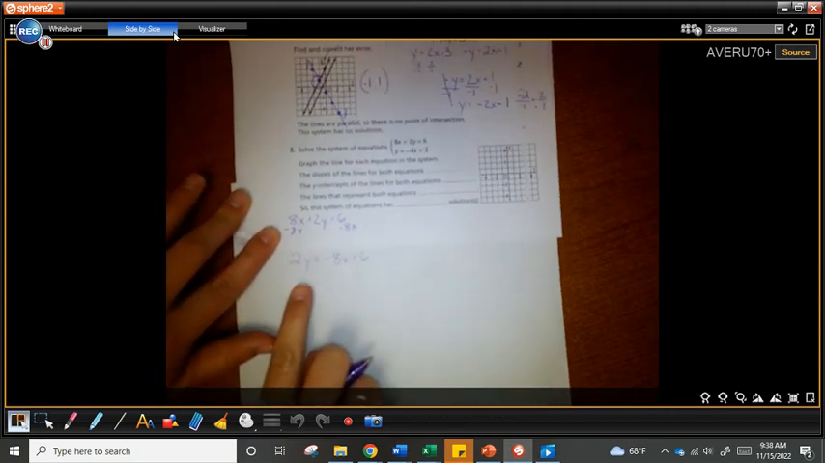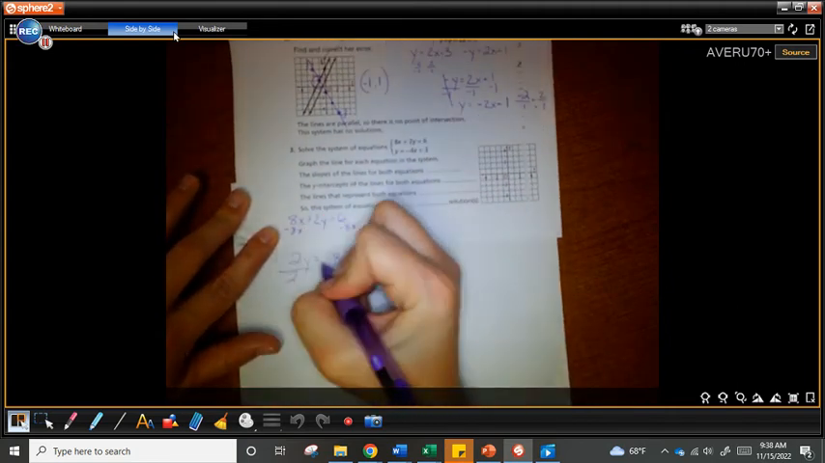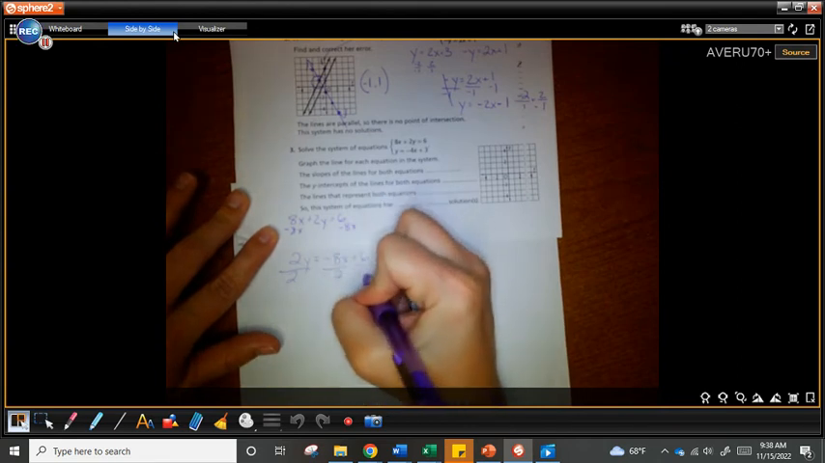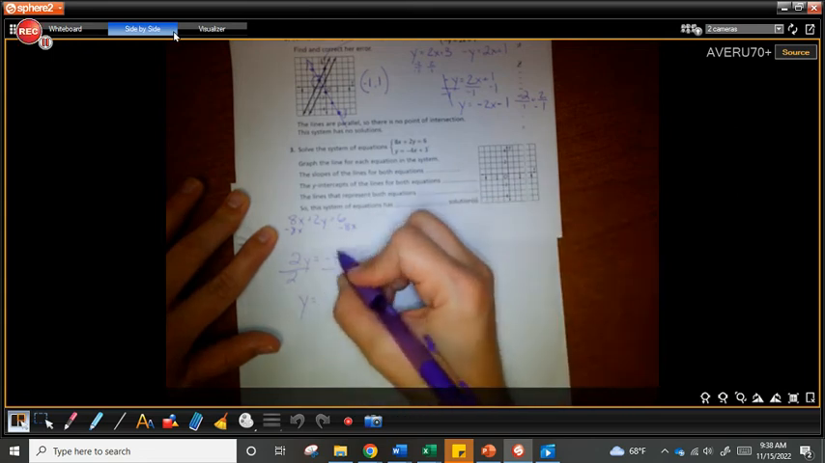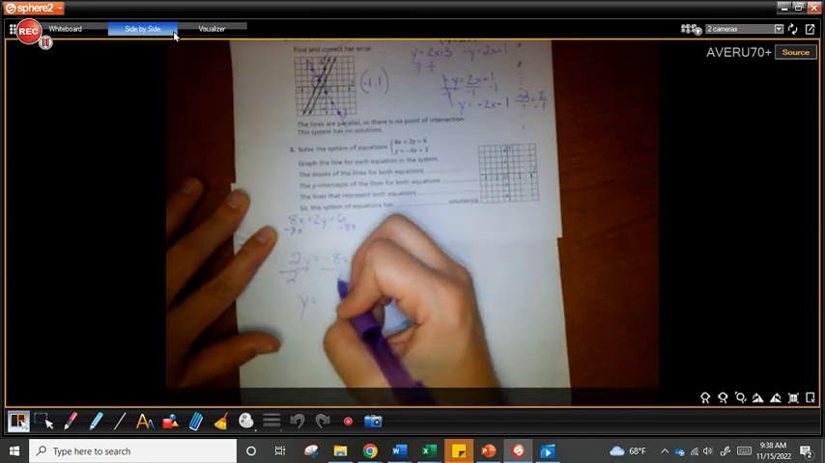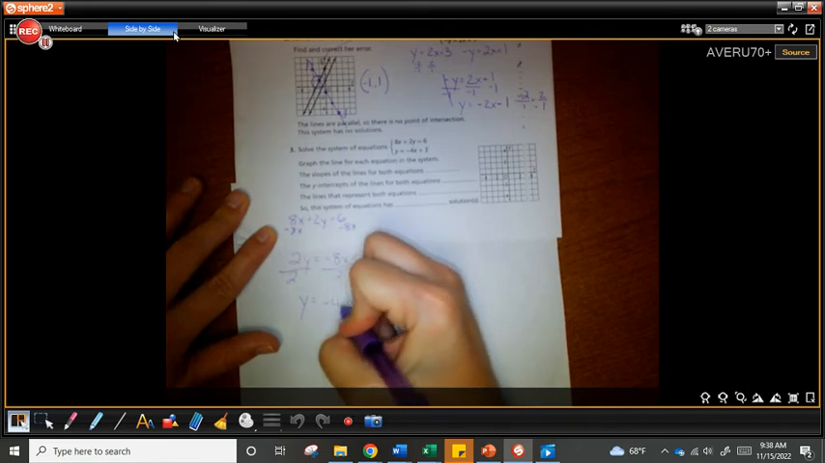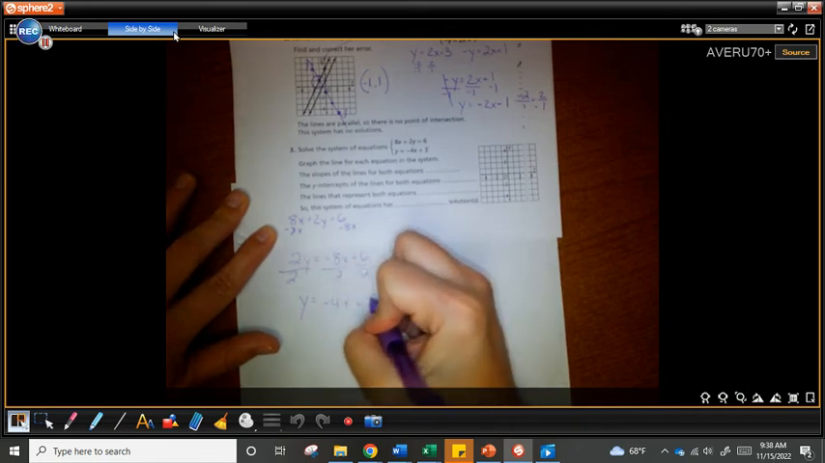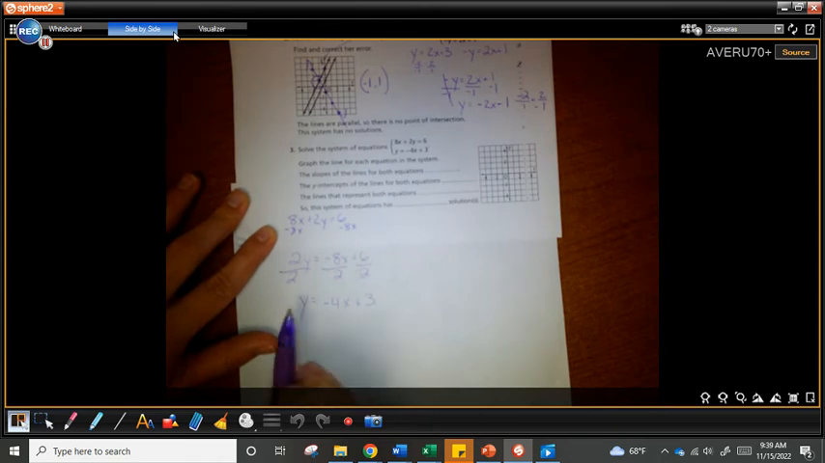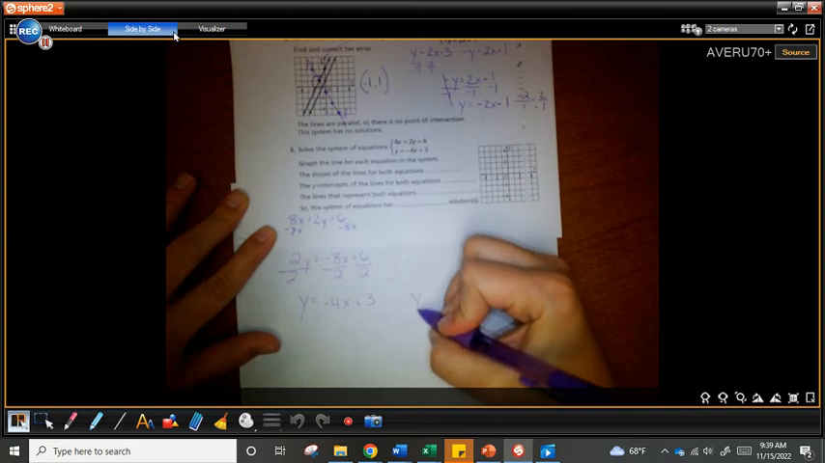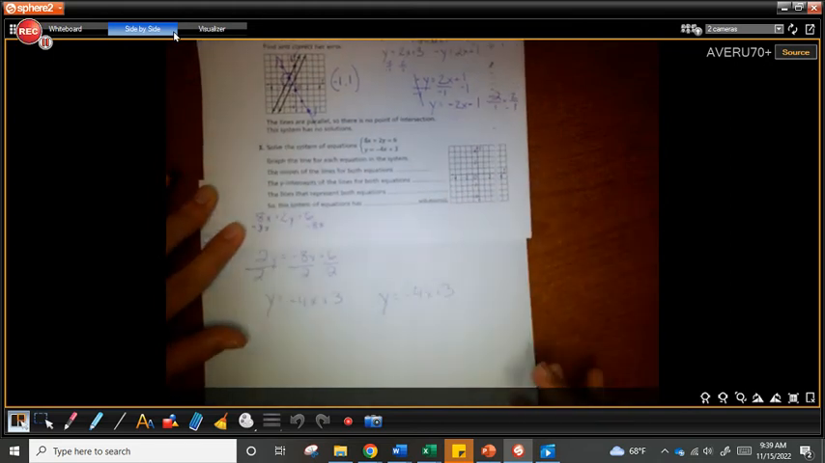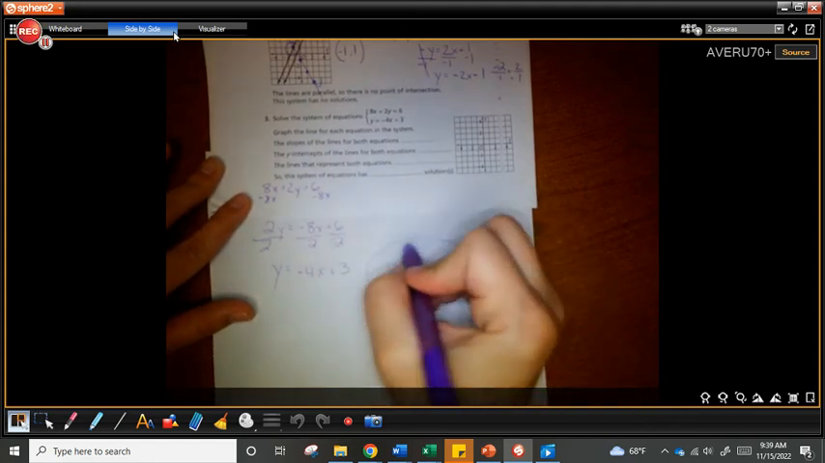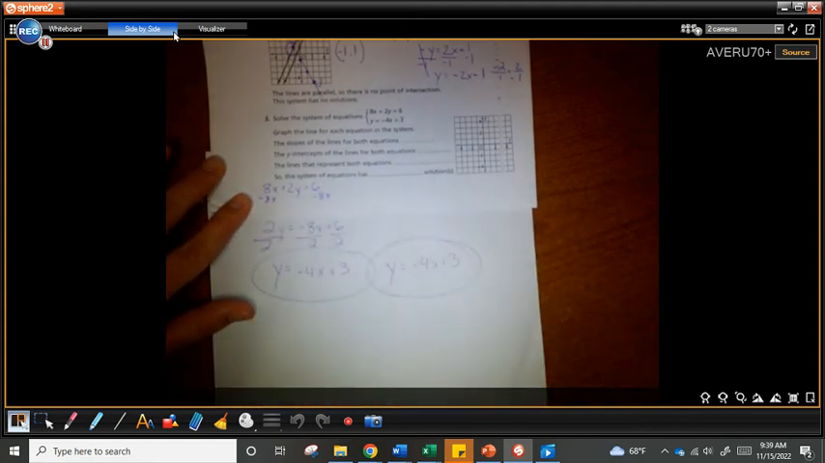The y is still not isolated, so we're going to divide by 2. And we're left with y equals negative 8 divided by 2 is, oh my goodness, negative 4. 6 divided by 2 is 3. And there is our new equation because we have to get it in y equals mx plus b. And then our other equation is already written in y equals mx plus b. And something should instantly be jumping out at you. Look at that. Both equations are the same line.